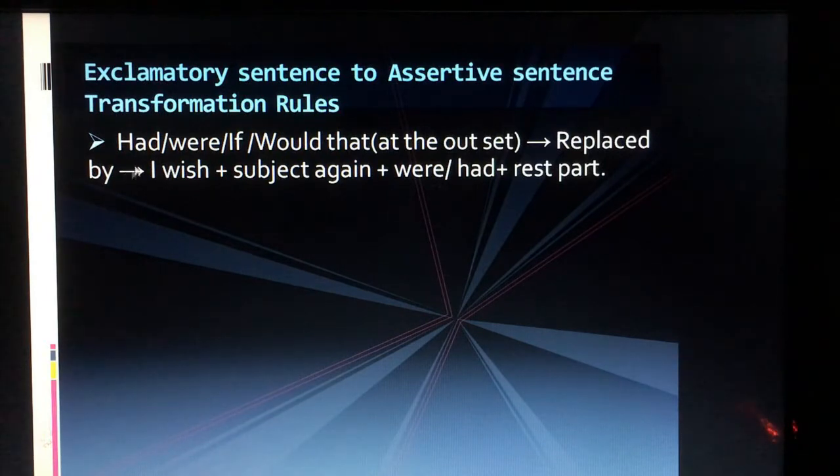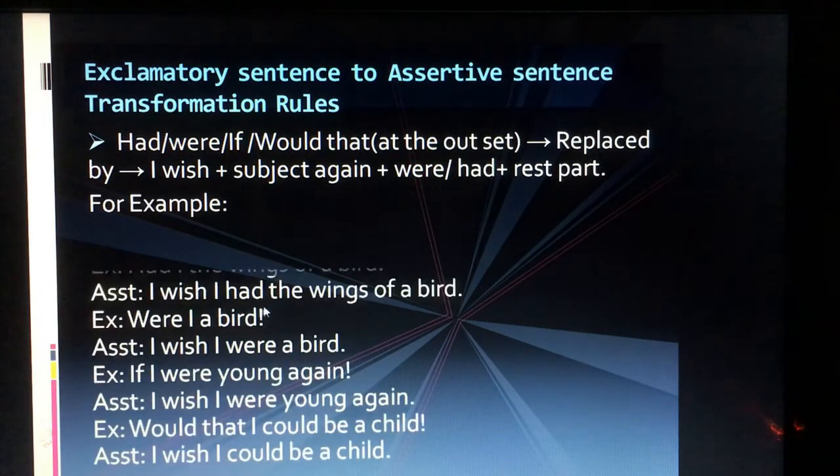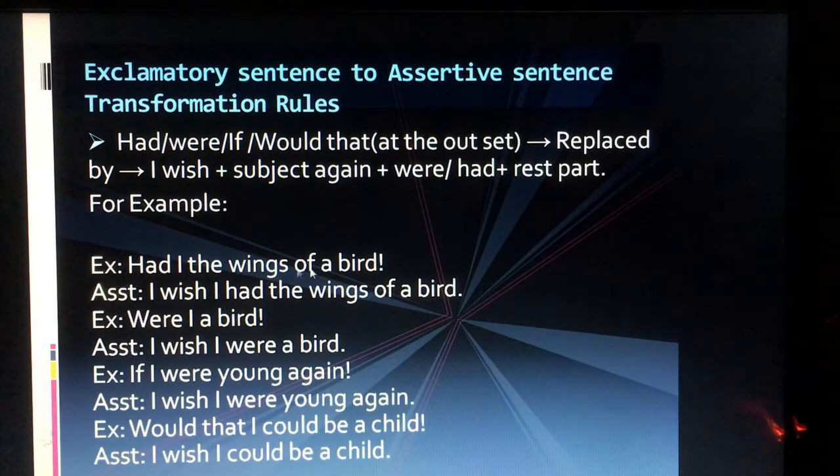Okay. Next, what we have? This is the last one. Had or were or if or would that. At the outset, we will replace it by I wish plus subject again plus were or had, whatever is given in the sentence, and then the rest of the part. Let's see, for example, had I wings of a bird. Then we will add I wish and then the subject I, then had, since had was given here. So we are writing I wish I had the wings of a bird.